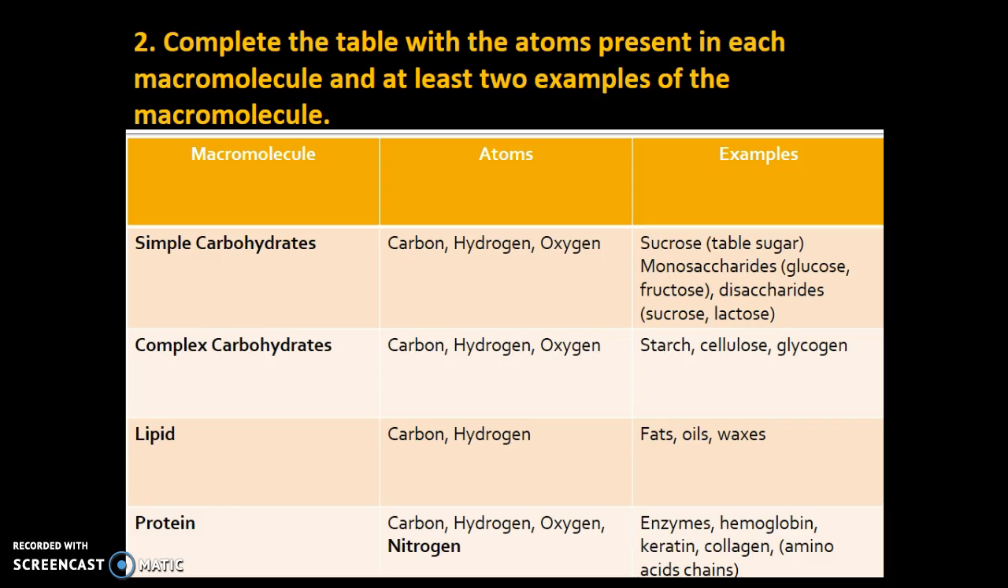Lipids, the atoms are carbon and hydrogen. Examples would be fats, oils, waxes. Proteins, remember, add that fourth element: carbon, hydrogen, oxygen, and nitrogen. We talked about enzymes, hemoglobin, keratin, collagen, and we talked about amino acid chains making up those polypeptides, making up the structure of a protein.